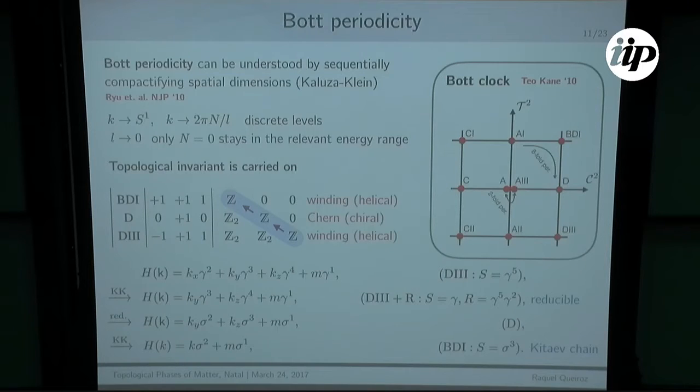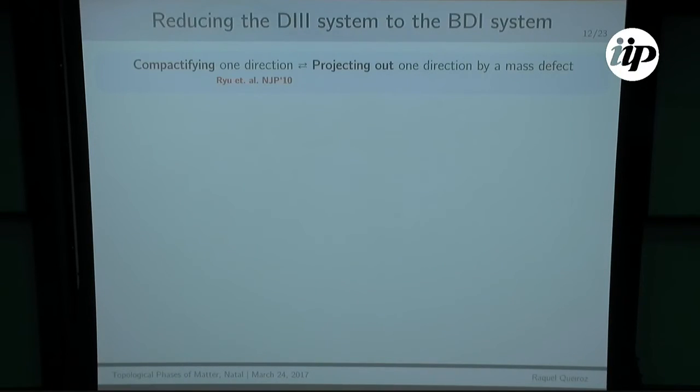This means that we can block diagonalize our Hamiltonian and look just at one corner, and this will be in symmetry class D, so it will lose its chiral symmetry in the meanwhile. We can compactify again, and what we'll end up with is the Kitaev chain. So, another way that we can think about doing this dimensional reduction, instead of compactifying one direction every time, is to project out one direction by looking at the surface.